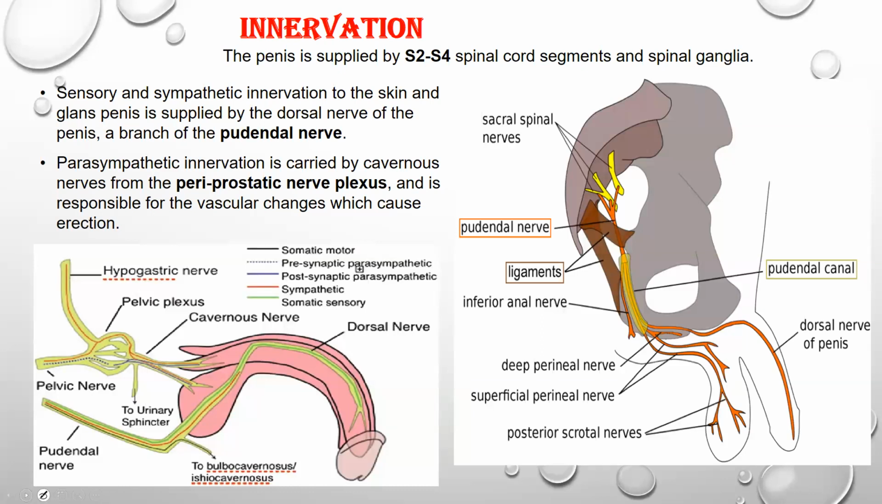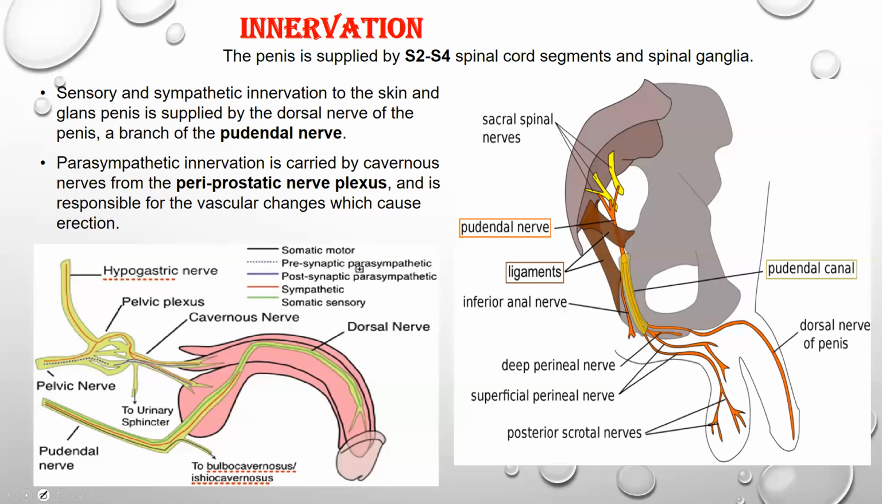Now, when we're talking about the nerve supply, the penis is supplied from the S2 to S4 spinal cord segments. The same pudendal nerve is going to supply the pelvic floor as well as the penile structure. But the hypogastric nerves are also going to come. So there are many sensory and sympathetic innervations to the skin. We have the skin and the glans, which is supplied by the dorsal nerve of the penis, a branch of the pudendal nerve.